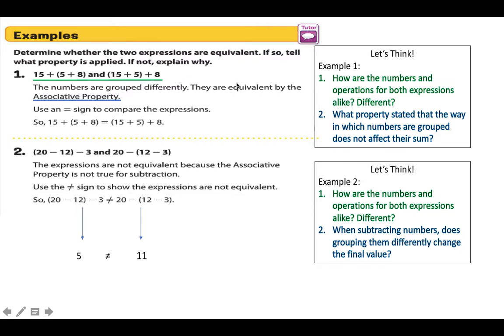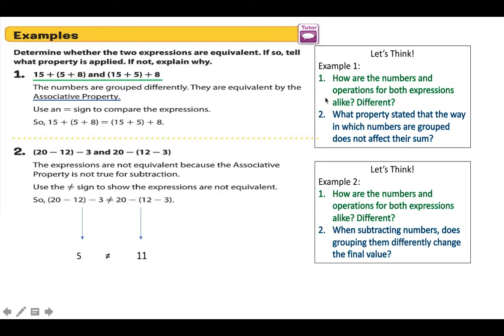Well, let's take a look at a few examples of how these properties work. Determine whether the two expressions are equivalent. If so, tell what property is applied. If not, explain why. Well, let's make sure we think through how these examples are working.